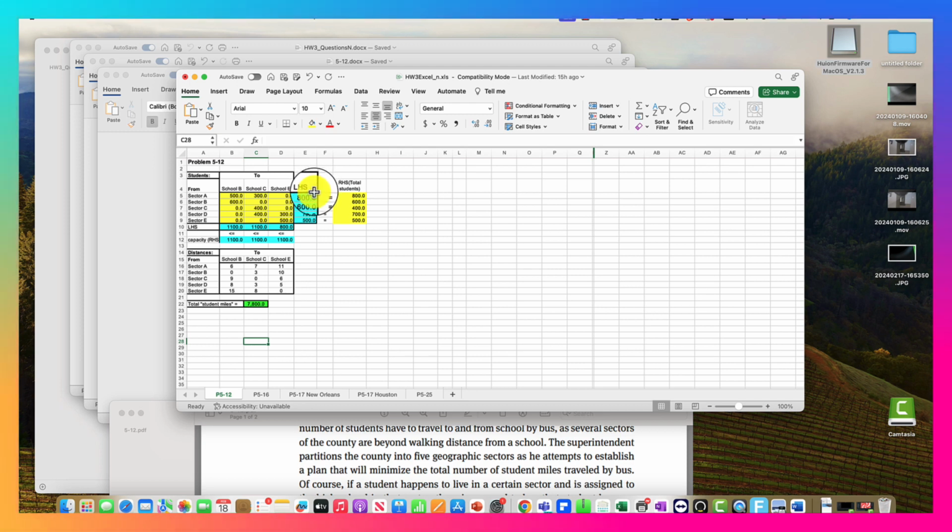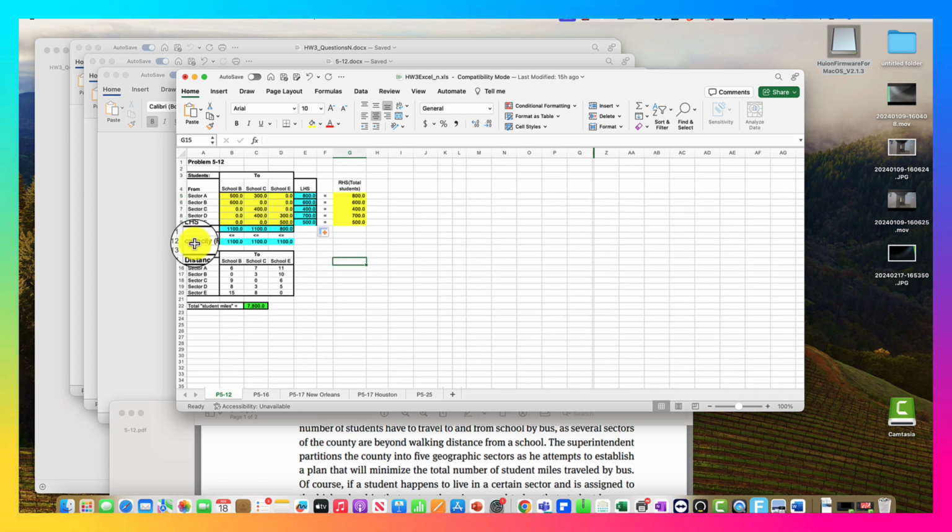After this is done, we need to set up constraints. Remember that in Solver, you need to have a left-hand side and a right-hand side. First, let's look at the assignment constraint. All students need to be assigned. Here, the right-hand sides are all constants. It's the number of students each sector has. The second type of constraint is the capacity constraint. So the data is now complete.